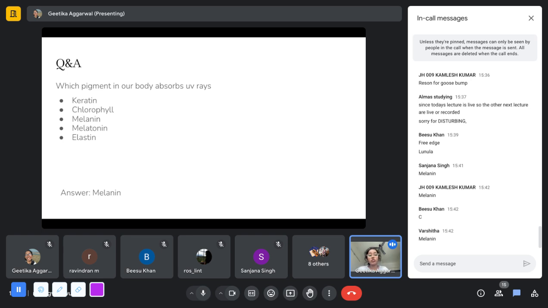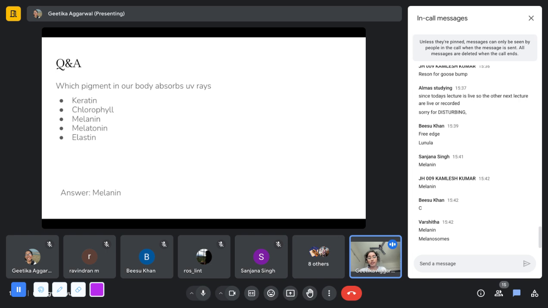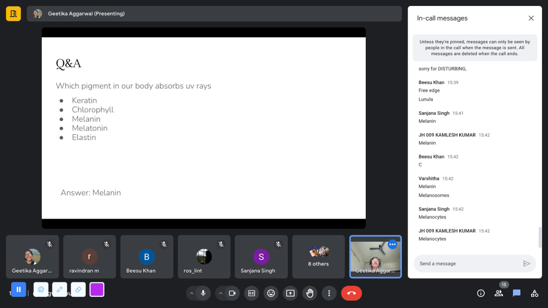What are the vesicles called that contain melanin? The vesicles that contain melanin, what are they called? And what are the cells that contain melanosomes called? Correct. So we have melanin, which is the pigment. It is present in vesicles called melanosomes, and these melanosomes are present in cells which are called melanocytes.